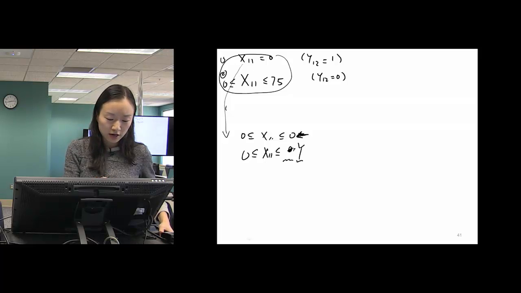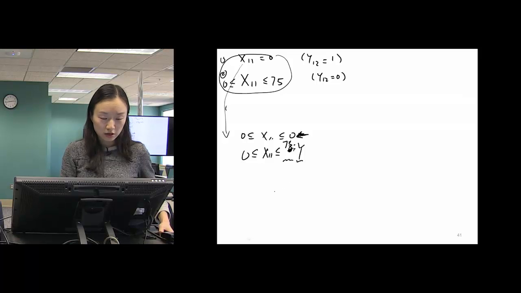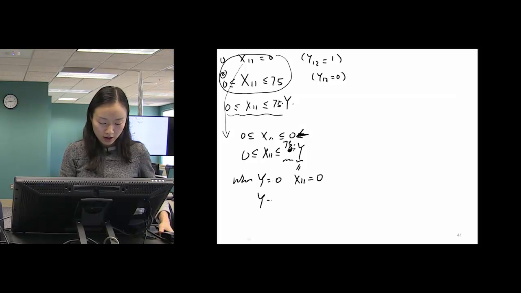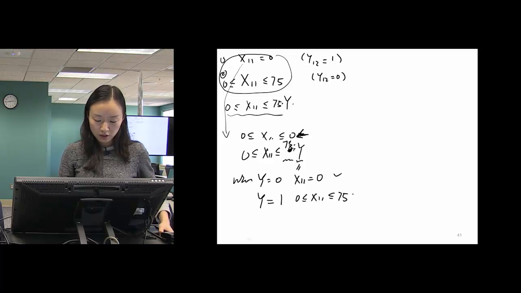And then we look at the other situation we want to achieve, which is x11 you want to be less than or equal to 75. So this 75 becomes naturally here. So put it here. Say, okay, so when y is 0, you do get x11 equal to 0. And when this y equals 1, you do get what you want here. Okay. Great, so we got both of them.